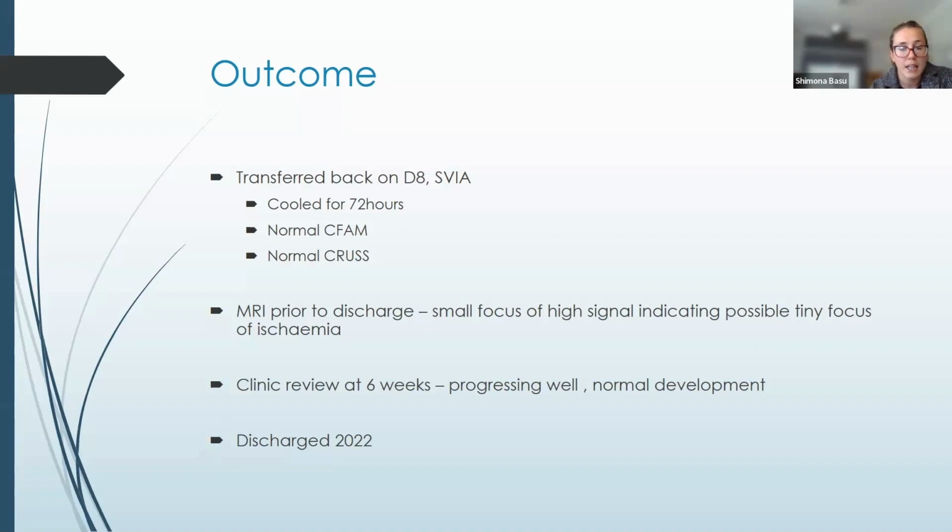He was seen in clinic at 6 weeks and had normal development at that stage and was progressing really well. So there are no other concerns. And then he was followed up routinely after that and was discharged 2 years later when he had normal development.